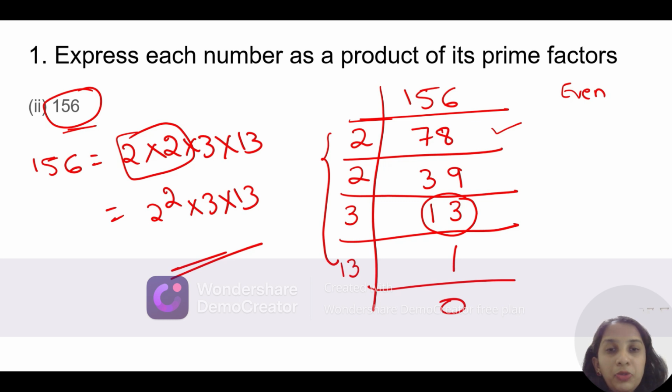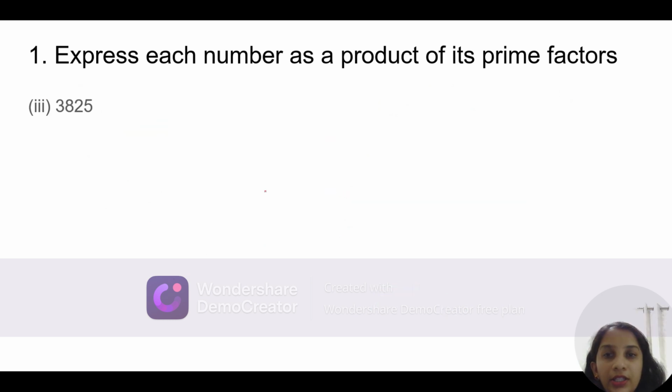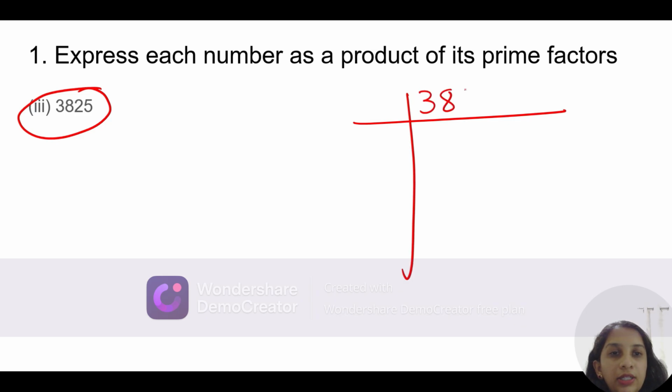Okay. Shall we move to the third one? The third number is 3825. Third question is 3825. Okay, the number is ending with a digit 5. So I am taking 5 to divide this. Okay. 5 sevens are 35. 5 sixes are 30. 5 fives are 25.